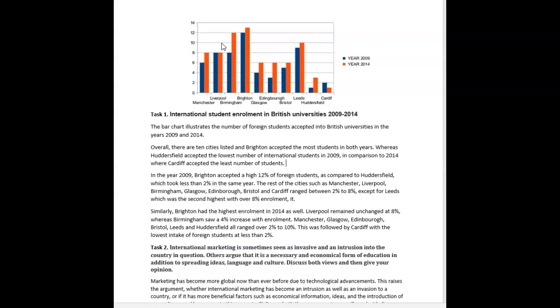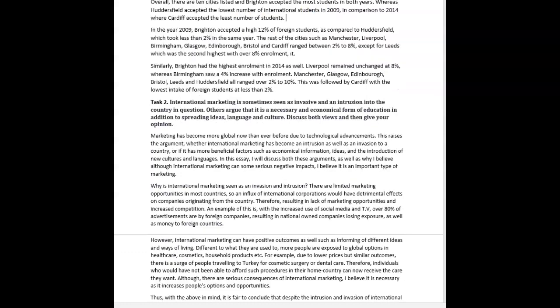The lowest, I would have said, was Cardiff, which was one of the few universities to show a decrease in international student numbers. In fact, I think it's the only one to show a decrease. Okay. And second lowest was Huddersfield with 3%. The remaining universities all had between 6 and 8% international students. Done. That's it. Okay. So that's the kind of information. That's the way I would have organized this. Let's go on to your international marketing essay.